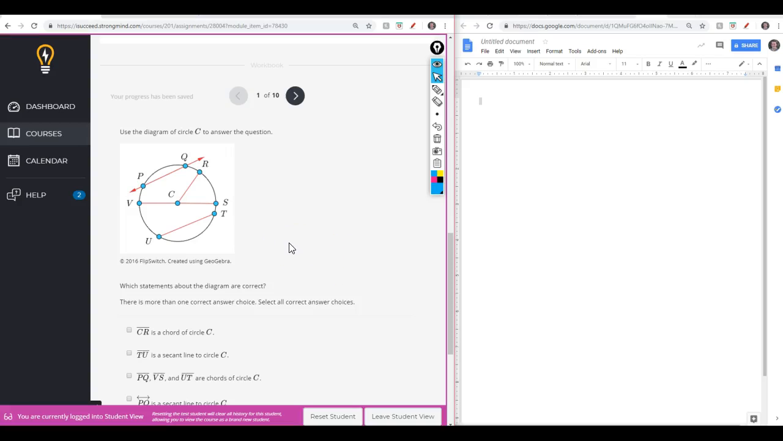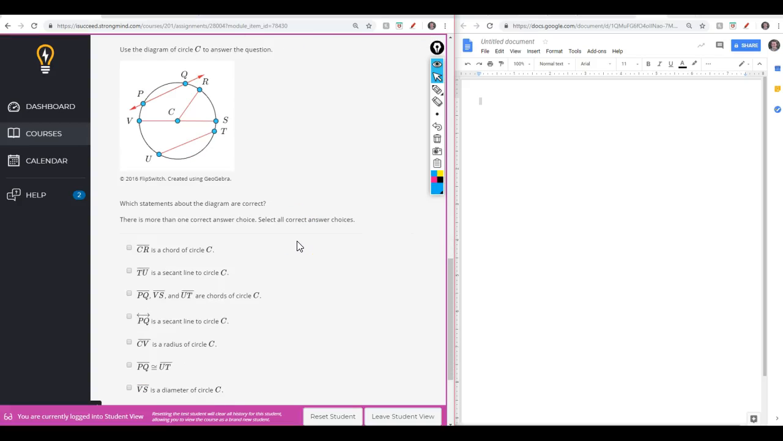Question 1. Use the diagram of circle C to answer the question. Which statements about the diagram are correct? There is more than one correct answer choice. Select all correct answer choices.